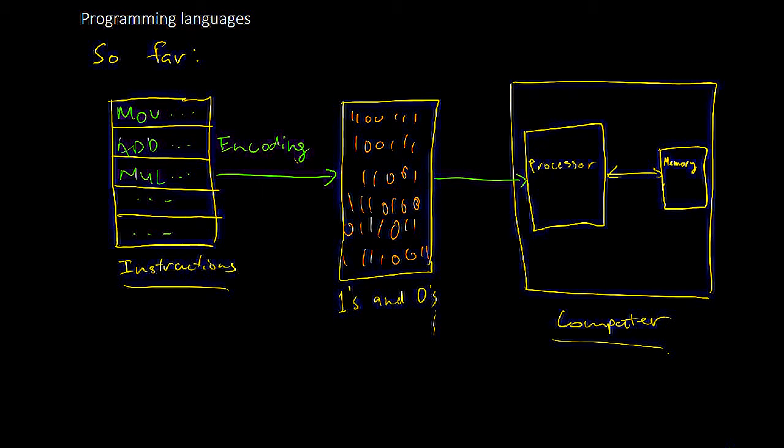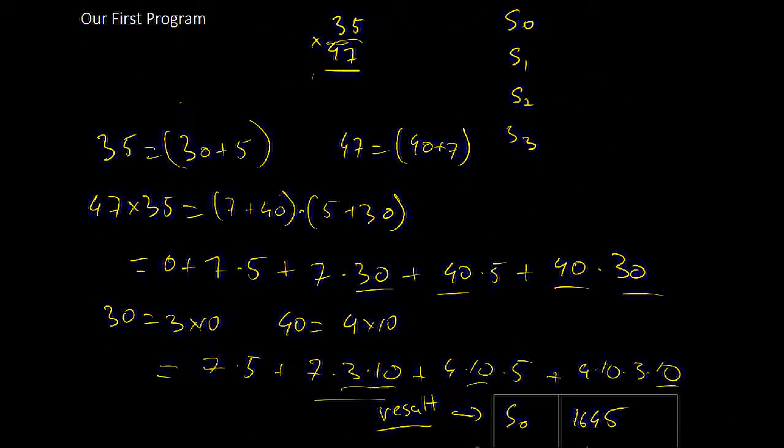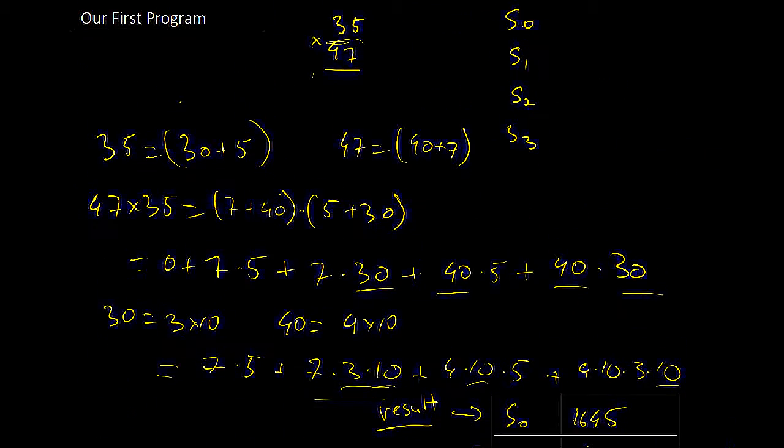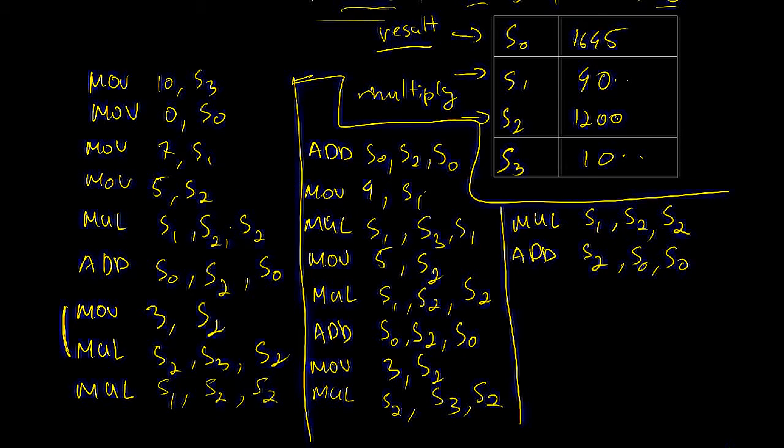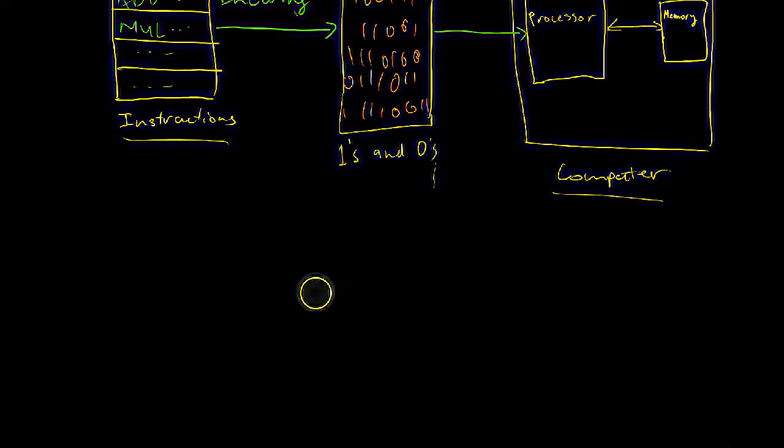And in the last lecture, what we did was we applied that to calculate a large multiplication, or large for this processor, which was 35 times 47. This was kind of like our first computer program for the imaginary computer we created. Now, when you use the instructions of the processor directly, as we did here, there's a special name for this, and what this is called is assembly programming.